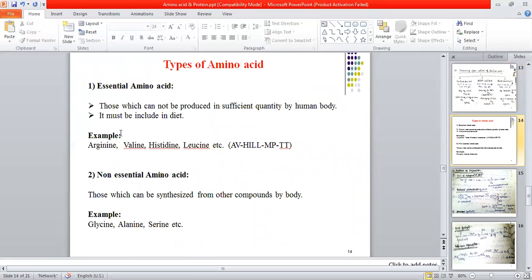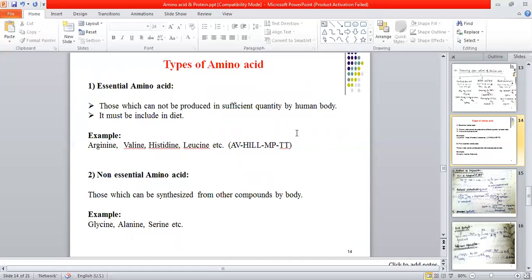Essential and non-essential. Essential, as I told you, are those amino acids which are essential for our body, but our body cannot make them. That's why we have to take these essential amino acids through our diet only. The examples are these. This is the trick to learn the essential amino acids. A means arginine, V means valine, H means histidine, I means isoleucine, then leucine, then lysine, then methionine, then phenylalanine, threonine and tryptophan.